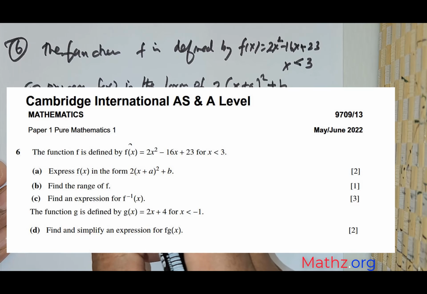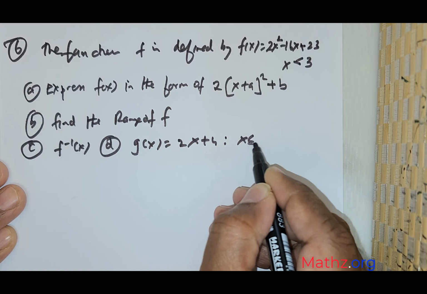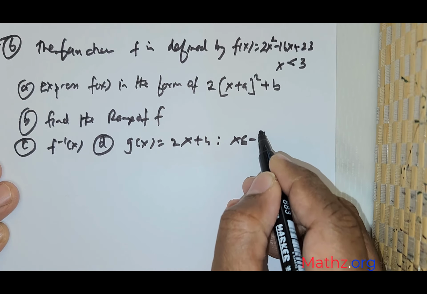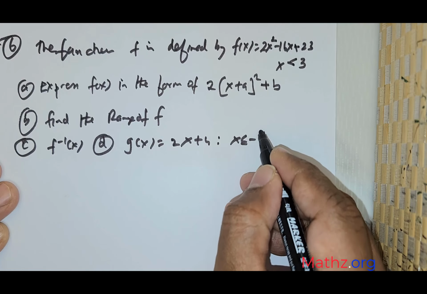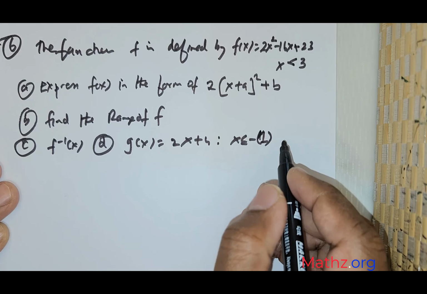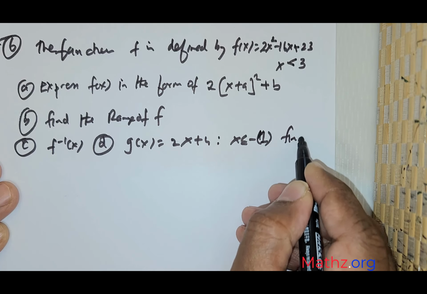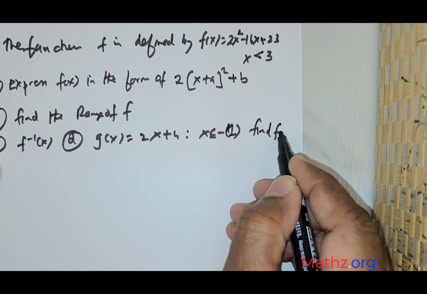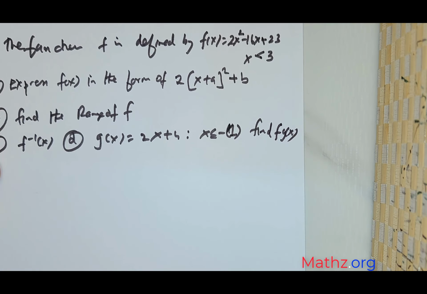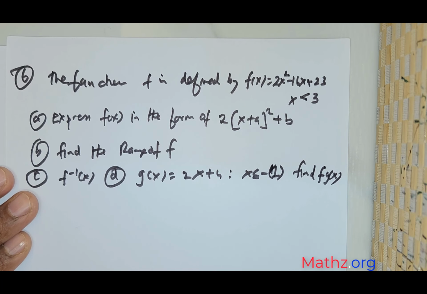and part d you are given g of x is equal to 2x positive 4, x less than or equal to negative 1. Okay, negative 1, and you are asked to find f g of x. Okay, so we need to do all of these.